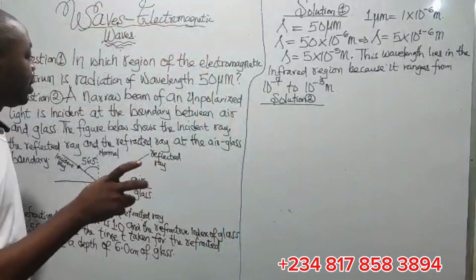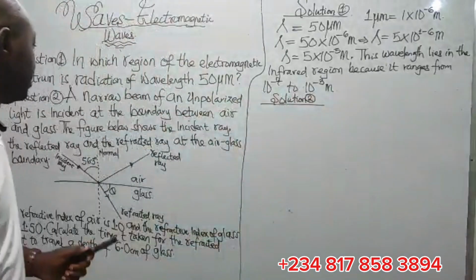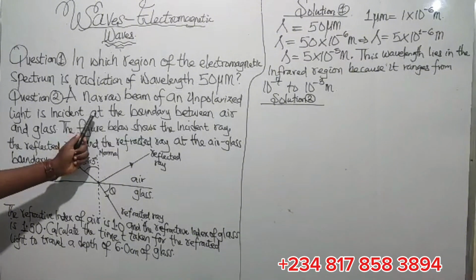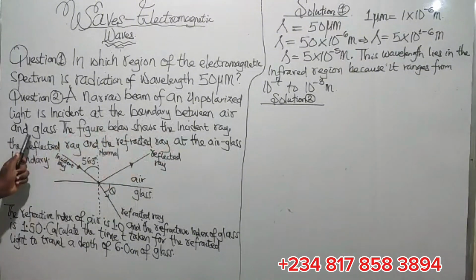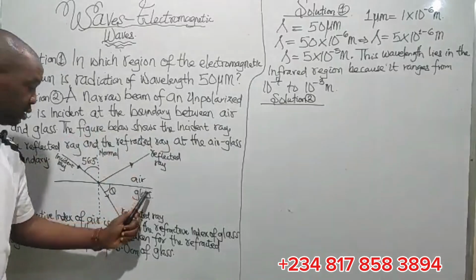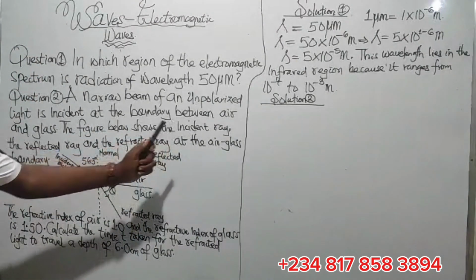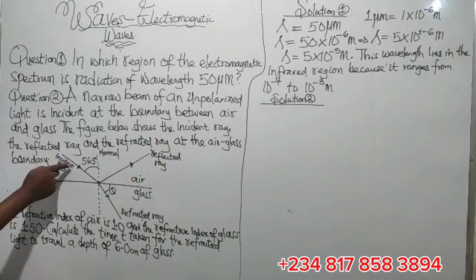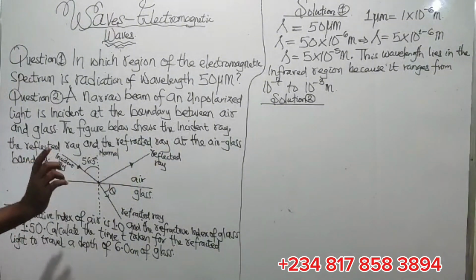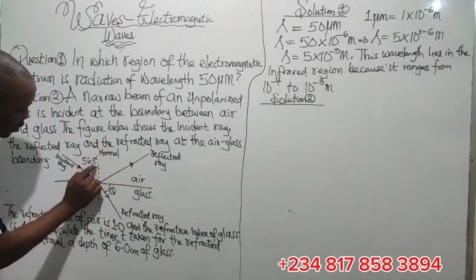So in this case we have unpolarized light, which means the light does not travel in a single plane. It is incident at the boundary between air and glass. So the first medium is air, the second medium is glass. The figure below shows the incident ray. This is the incident ray, and this is the normal.